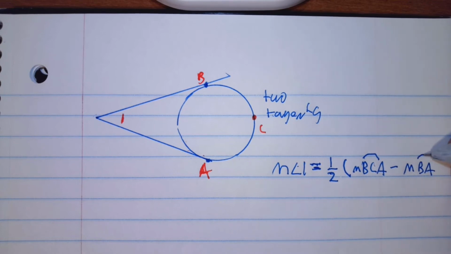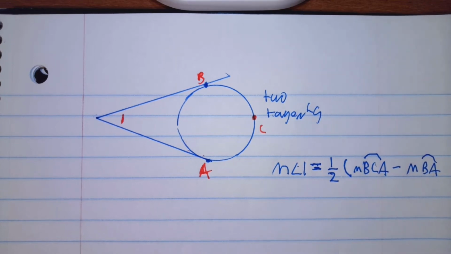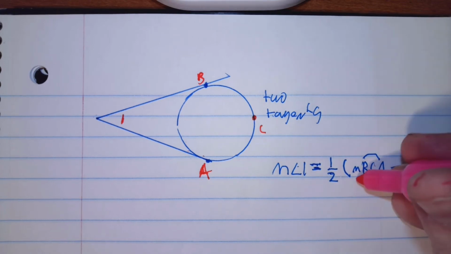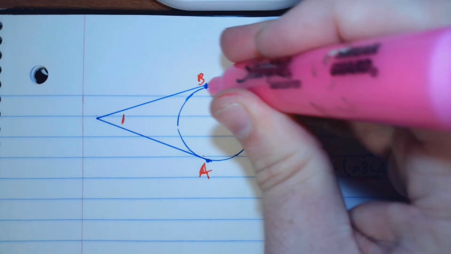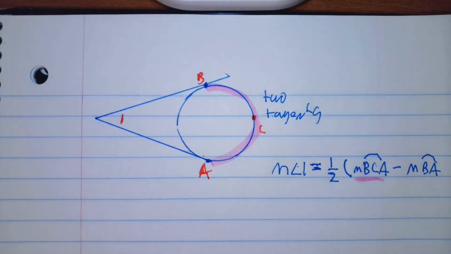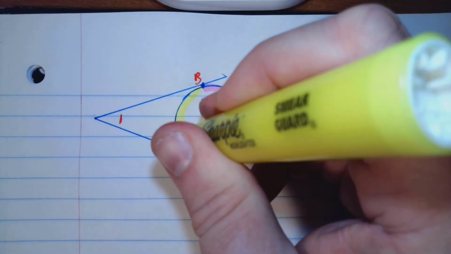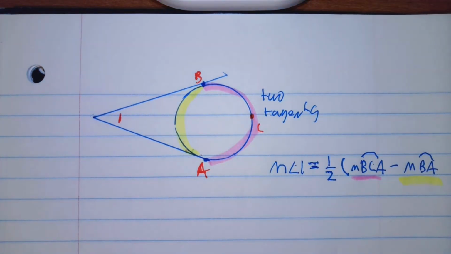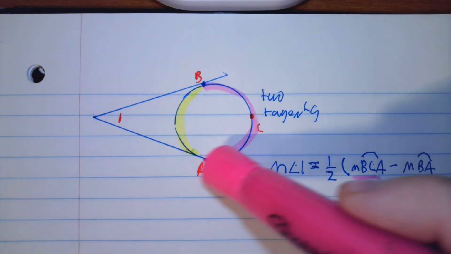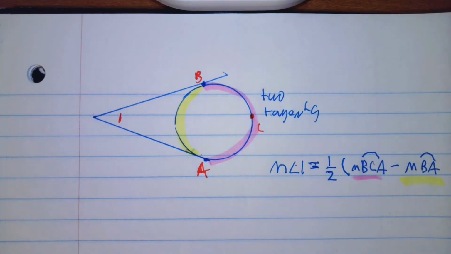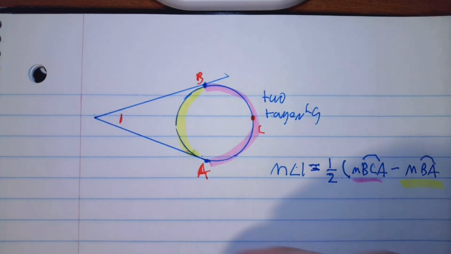All right, I'm going to highlight this so you know what I'm talking about. That. And this. Okay. And so it's always going to be a positive number because your major arc is always going to be bigger than your minor arc. Okay, that's the first one of these.